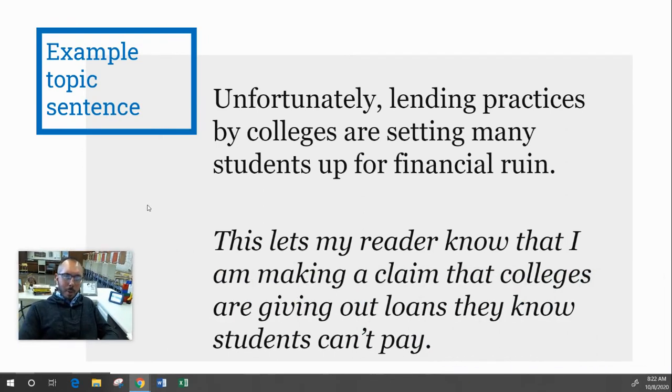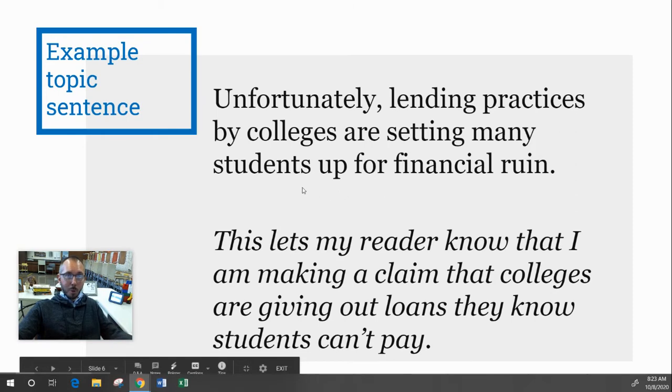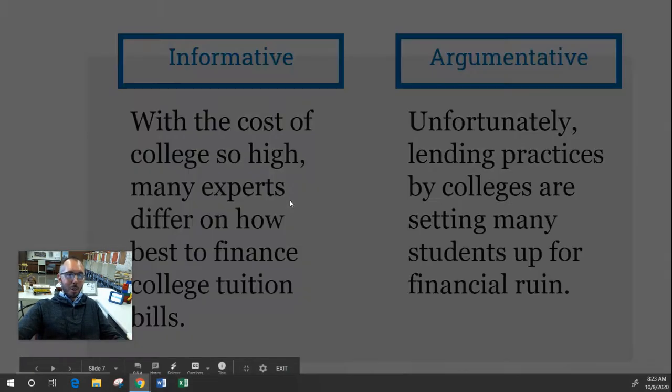So here's an example of a topic sentence. "Unfortunately, lending practices by colleges are setting many students up for financial ruin." See, this is a topic sentence. I am clearly arguing a claim here. My claim is that colleges are giving out loans they know students can't pay. As a former financial aid officer at a different time of my life, I feel like I've got some observable evidence to back up this claim too.